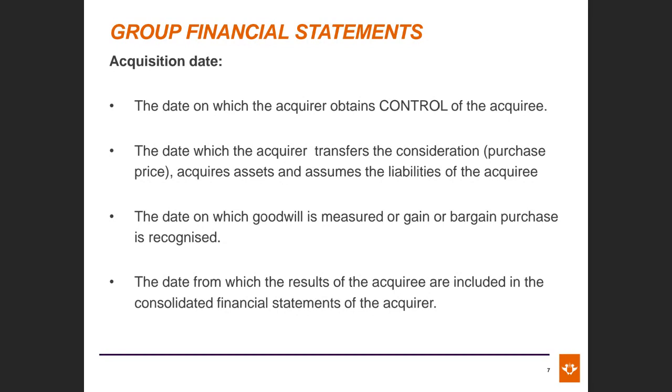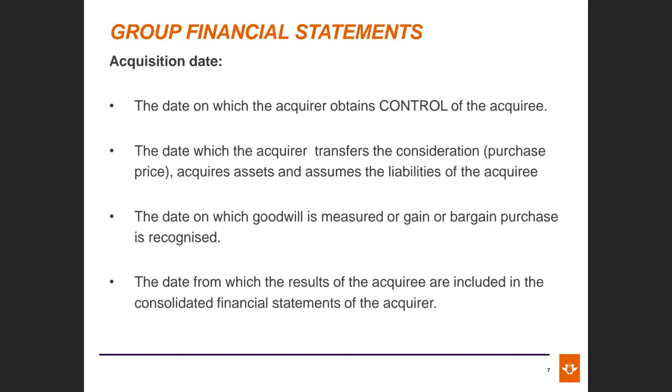Then it is also the date on which goodwill is measured or a gain on bargain purchase is recognized. So on the acquisition date, once the acquirer has obtained control of the acquiree and it has transferred the purchase price and acquired the assets and liabilities, on this date it is possible to determine if there is goodwill or a gain on bargain purchase and what the amount will be.